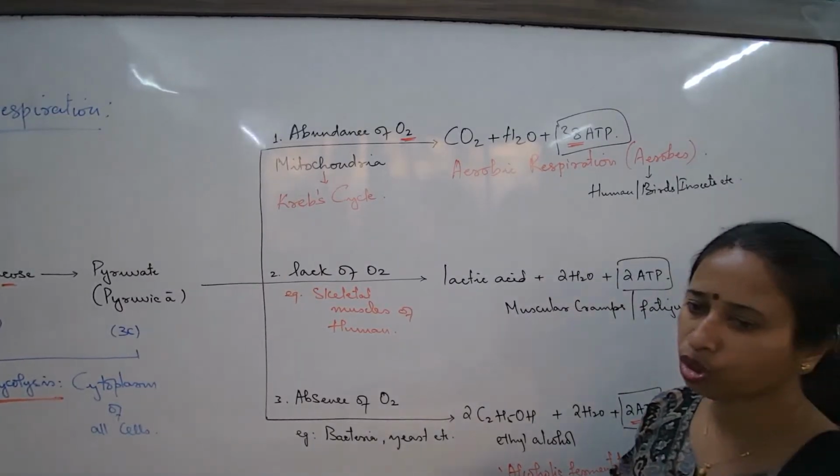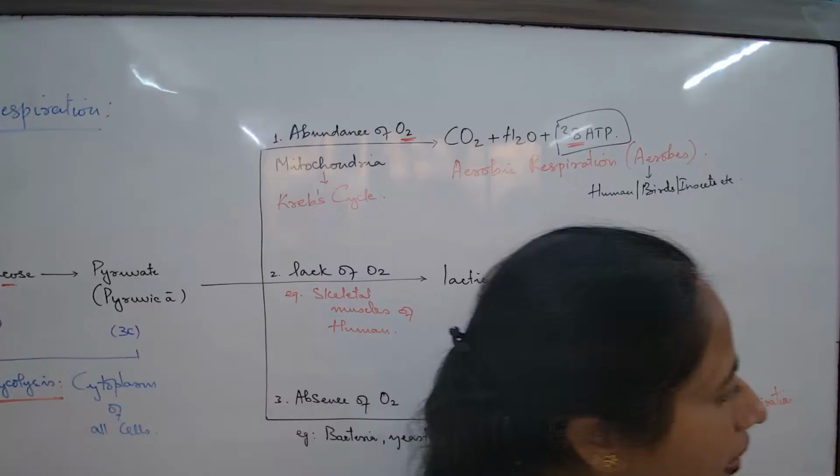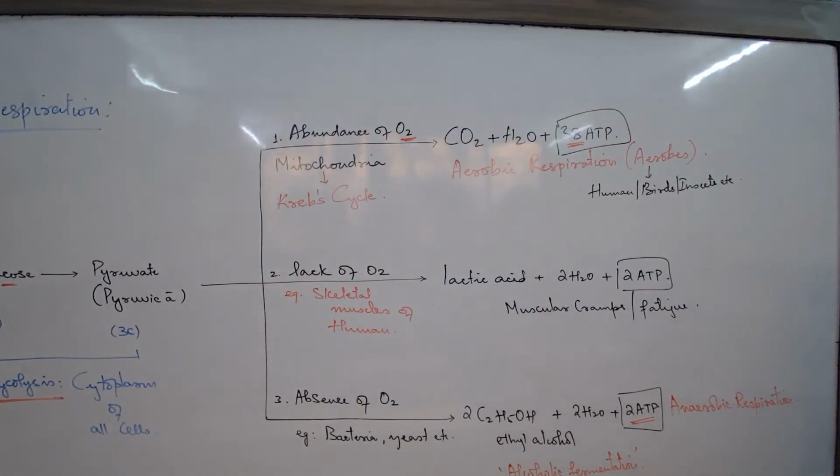And third point, write down on organisms. Examples of organisms showing the method. Third difference, you write down on examples: organisms that show this method. So write any 2 organisms showing aerobic, and any 2 organisms showing anaerobic. Okay?